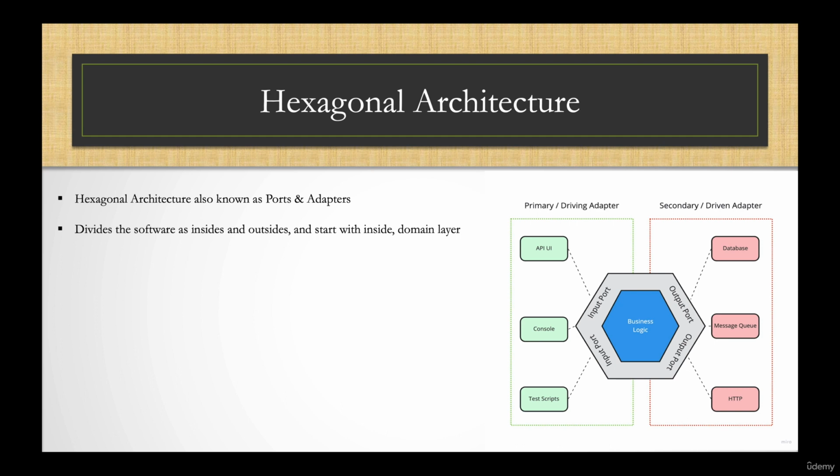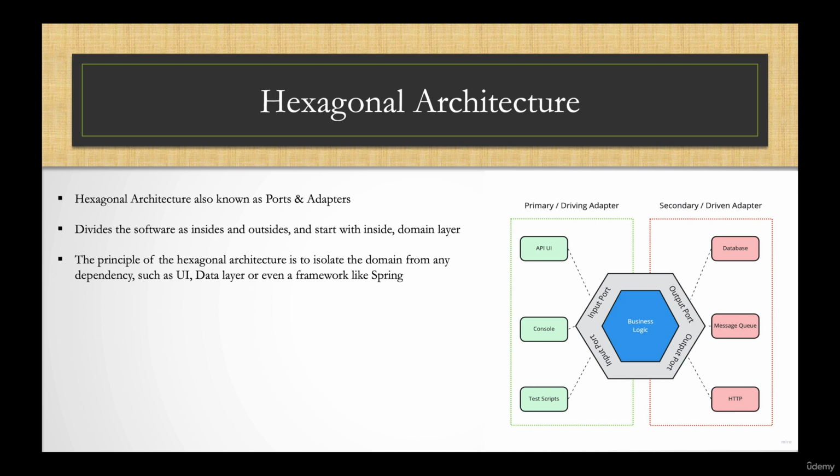The outside will include all the dependent layers, such as an API that is called by end users, databases that are used to persist the results of business logic, a message queue or event store to send notifications to other systems, an external service that needs to be called from the business layer, or even any framework that is used in the software, such as Spring Framework.